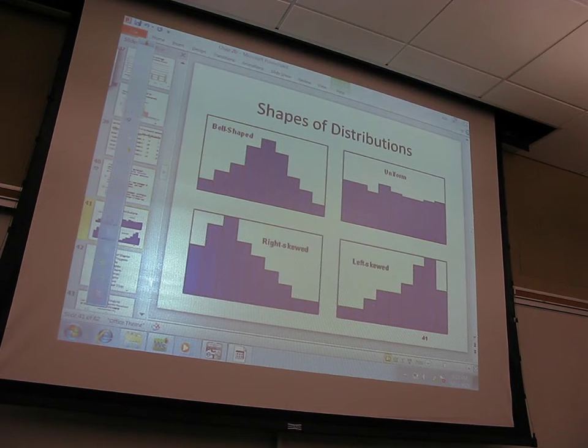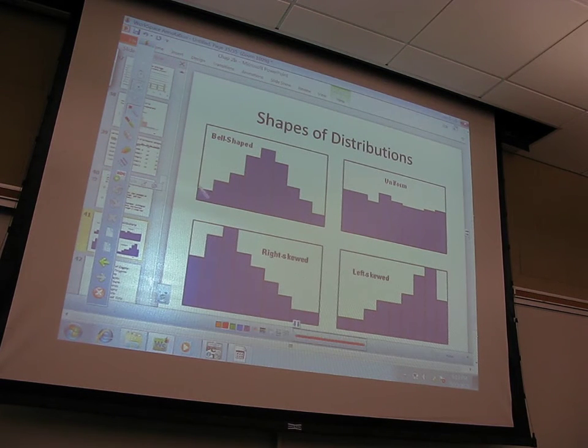Here is that bell-shaped normal curve. See, it sort of starts off low, goes up to the top, and then comes back down. They're roughly the same on the left and the right. The next one is a uniform curve. Uniform means the same, right? So they're roughly all the same. And we have right skewed and left skewed.